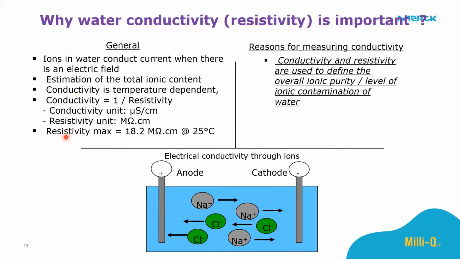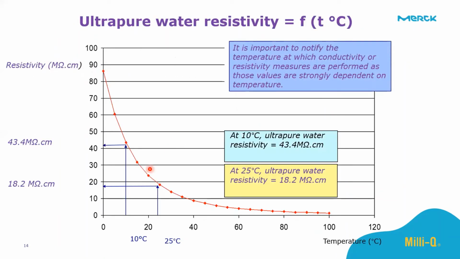So, for example, the maximum resistivity at 25 degrees is usually 18.2 megaohm. And this can be seen here, the relationship between resistivity and temperature. At 10 degrees, you'll have your resistivity at 43.4 megaohm. And at 25, just like we mentioned, is 18.2. But as you increase the temperature, the resistivity goes down. As you decrease the temperature, the resistivity goes higher.